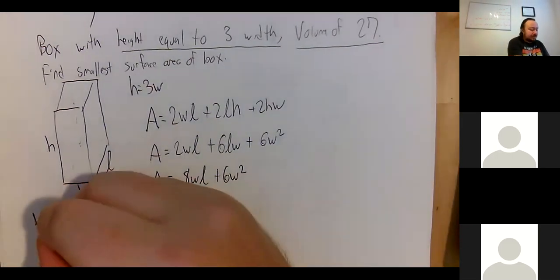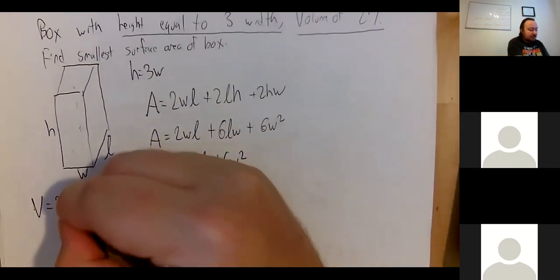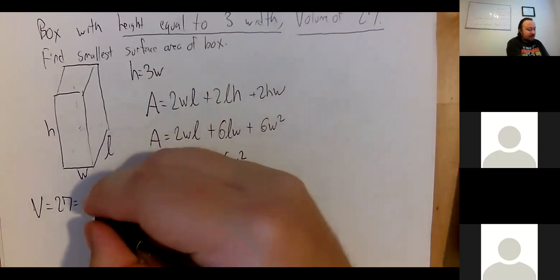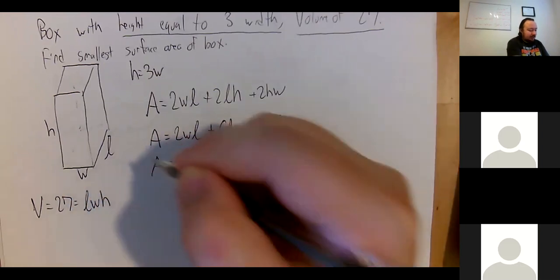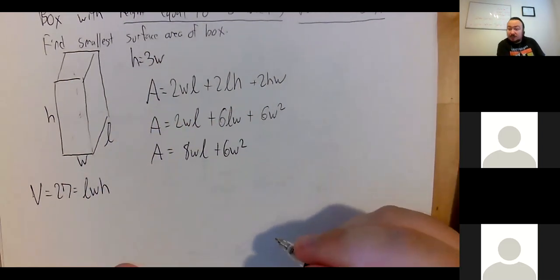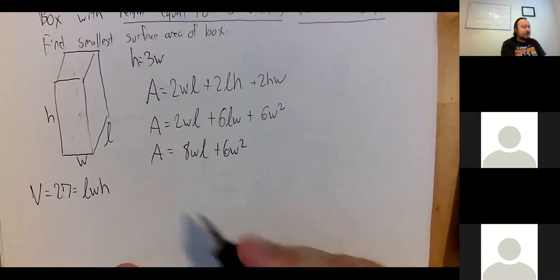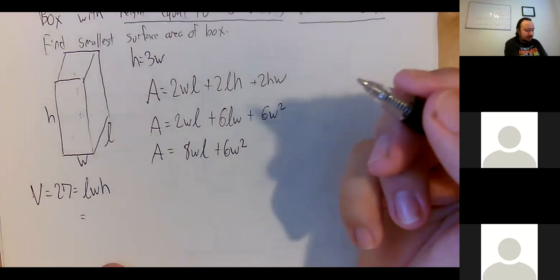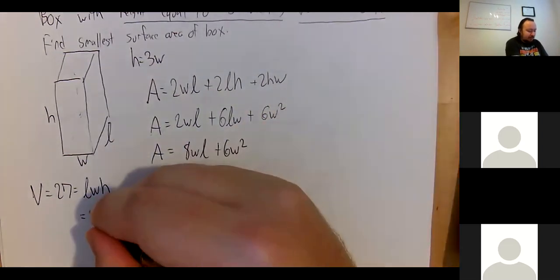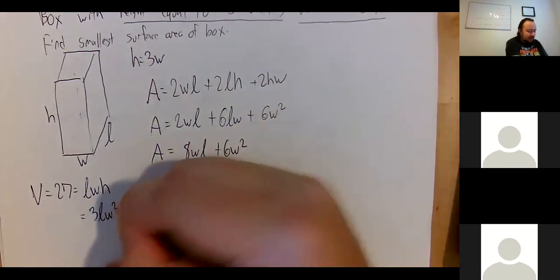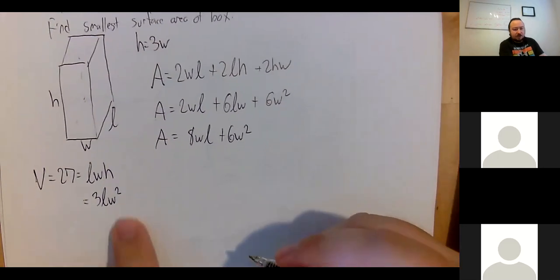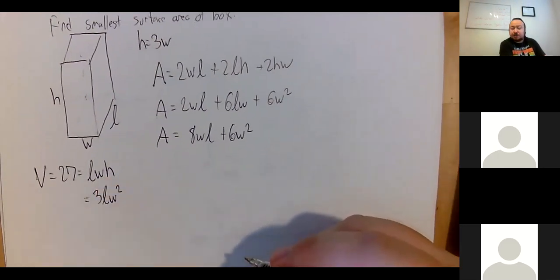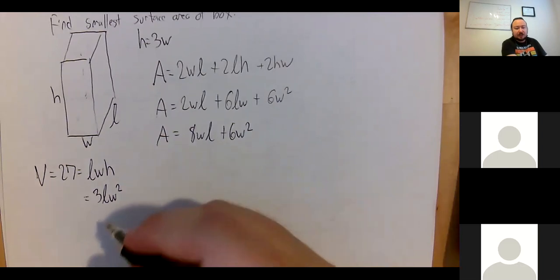So our volume is going to be 27, and it's going to be the length times the width times the height of this object. All right, we already know that every time we see an H, we can replace it with 3W, and this is no exception. So we have 3LW squared as another way of writing this when I transform that H into 3W.